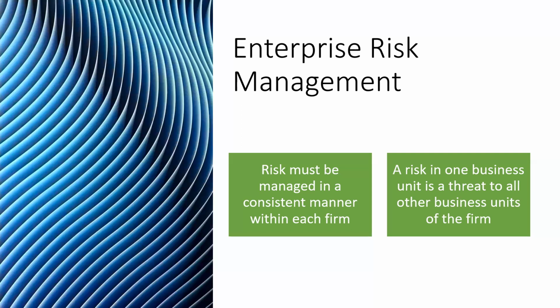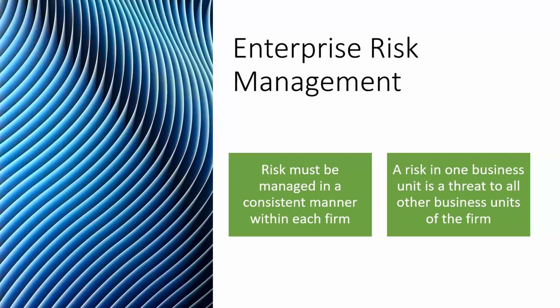So if there is an IT risk, for example, a risk that an IT system, a legacy system, will go down, that legacy system will not serve IT alone. In most cases, systems that IT supports tend to be systems that serve many different business units or departments. So a risk in one business unit is a threat to all other business units of the firm.